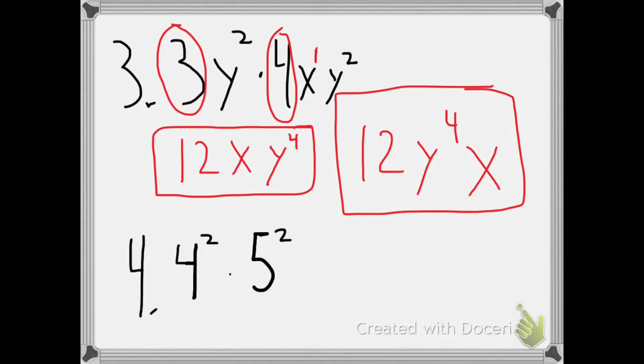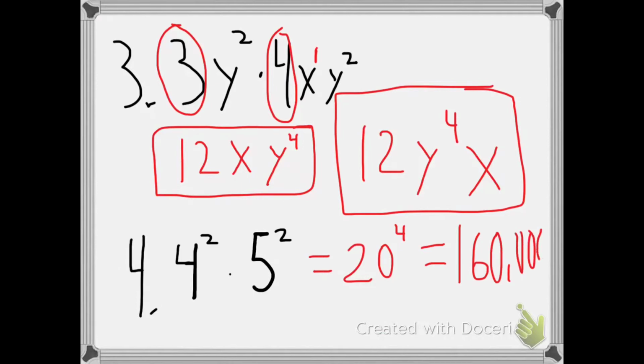So for number 4, since the bases are different, you have to multiply them. So you get 20, and then you add the exponents, which is 4. And I forgot to mention this before, but if you can multiply it out, you should. So if you multiply this out, you get 160,000. And I used a calculator, by the way. So you can use a calculator, or you could actually multiply it out and do it that way.